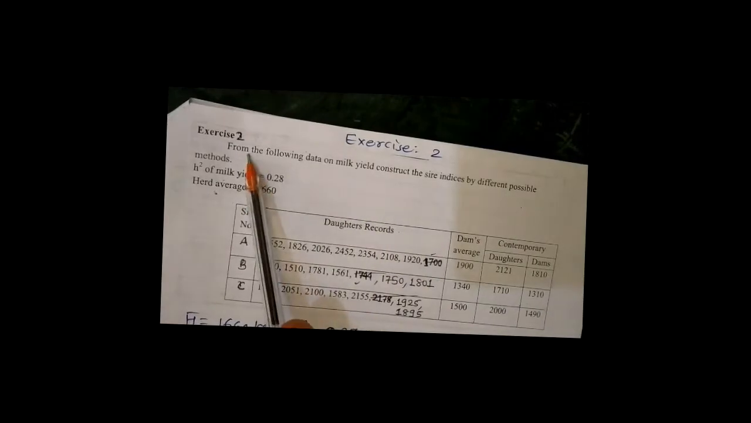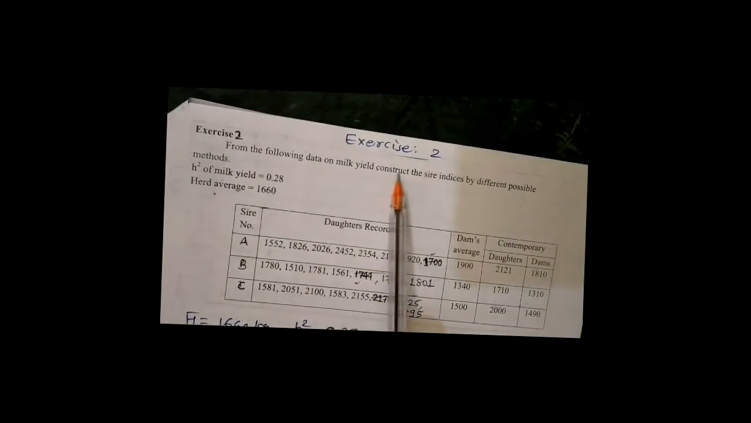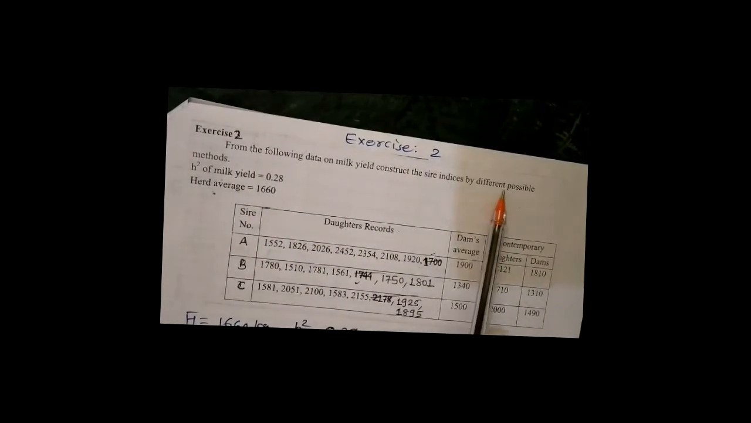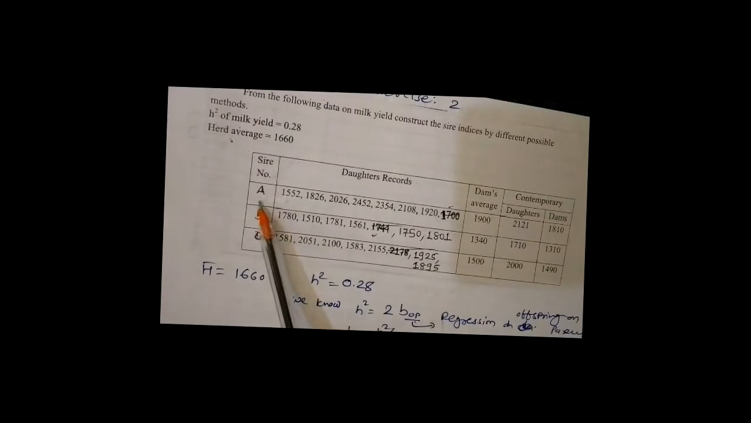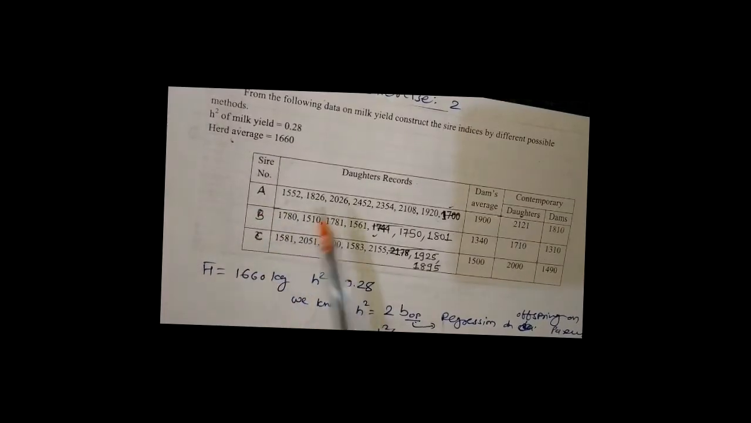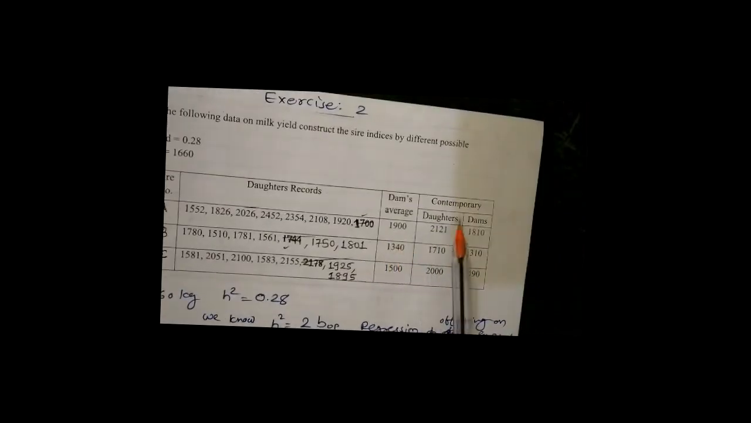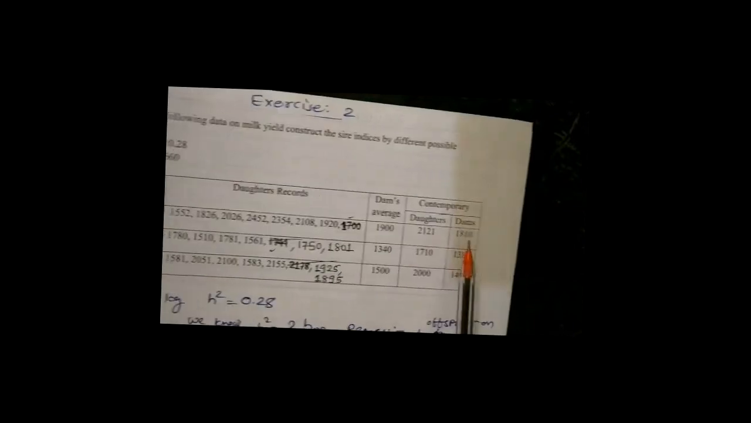Now another exercise, that is the second exercise. From the following data on milk yield, construct the sire indices by the different possible methods. The heritability value is 0.28 and herd average is 1660. So here also information on sire A, B and C is available, and the raw data of the daughters' performance are available. Then the dams' average is available, then the contemporary daughters' average and contemporary dams' average.